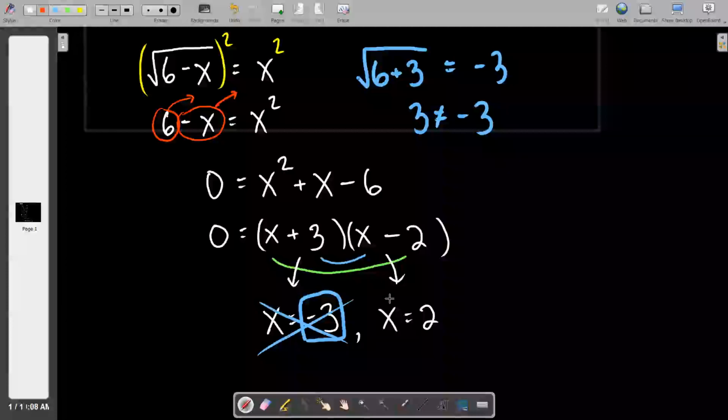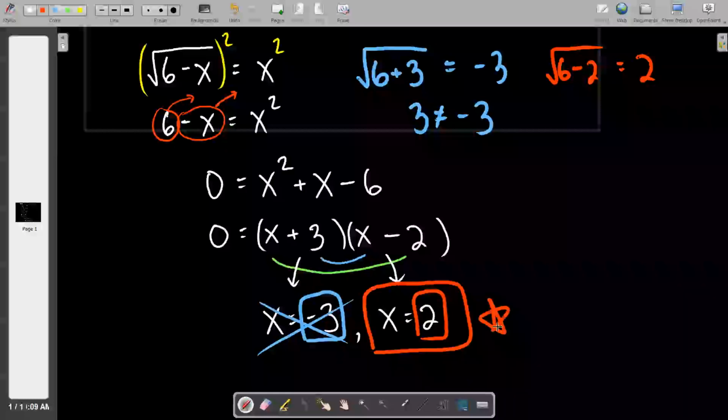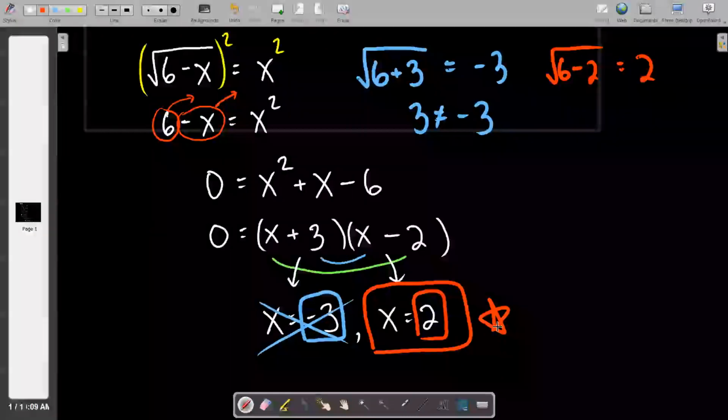So for this, I'll use red. This will be my red work, and I'm going to put 2 back up in place of the x's in the original problem. So this one would say the square root of 6 minus 2 equals x, but I'm going to put 2. What is 6 minus 2? Square root of 4 is 2 equals 2. So this one can get a box. It's a solution. So the answer to this problem is only x equals 2. We found 2 candidates, but one of them proved to be defective. Good so far? Okay. Any questions about that one?